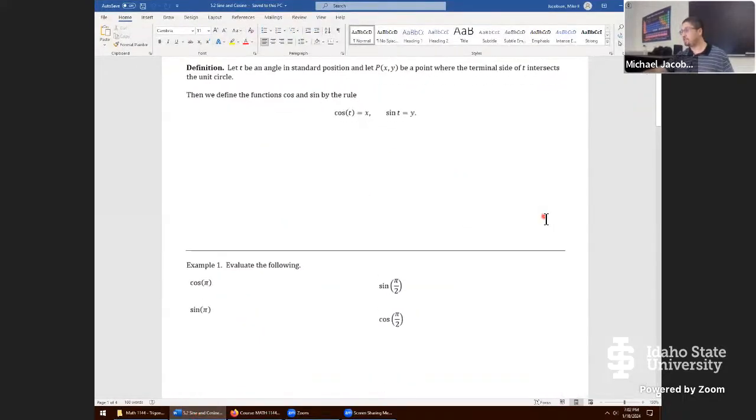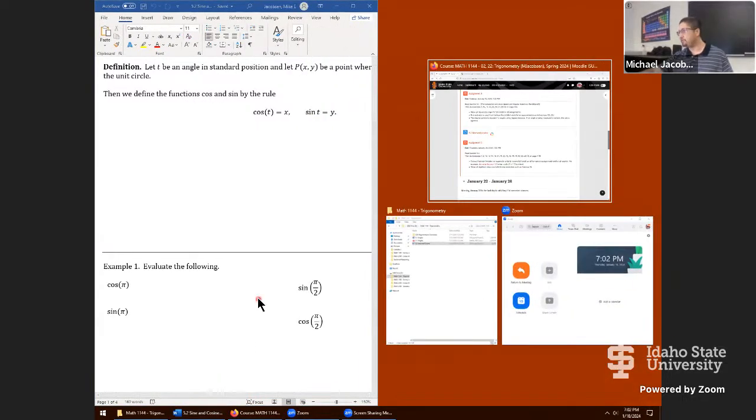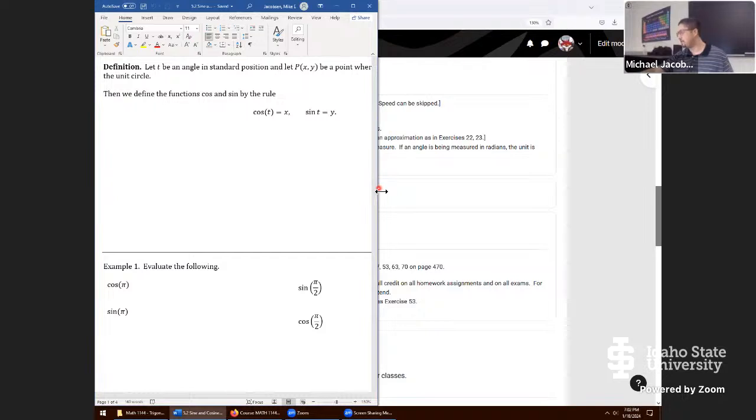So here's how it goes. We're going to define the trigonometric functions, but let me make sure not to ignore Zoom and get the participation window in there. Let me see if I can redo these windows just slightly better. That ought to work for us.